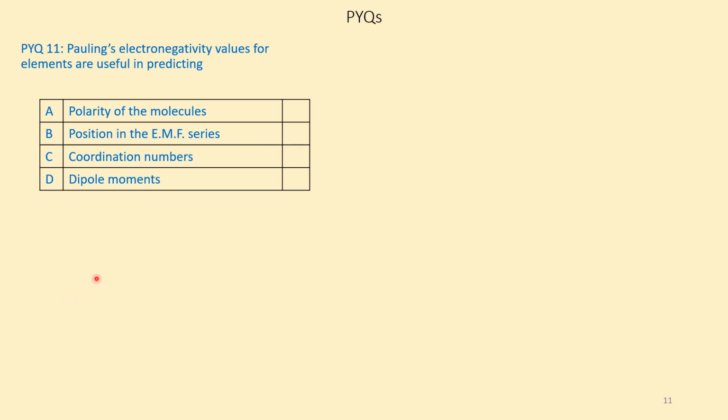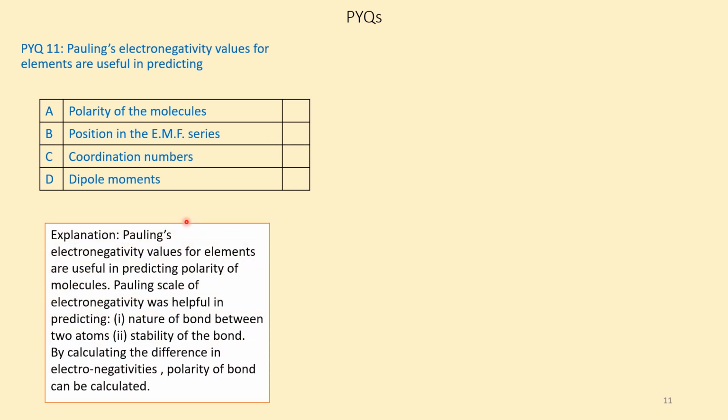Pauling's electronegativity values for elements are useful in predicting... Four options are given. You have to mark the correct answer. Option A, polarity of the molecules. Option B, position in the EMF series. Option C, coordination numbers. And option D, dipole moments. You have to identify where Pauling's electronegativity values are useful. Please pause the video and mark the correct answer, and I will give the explanation.